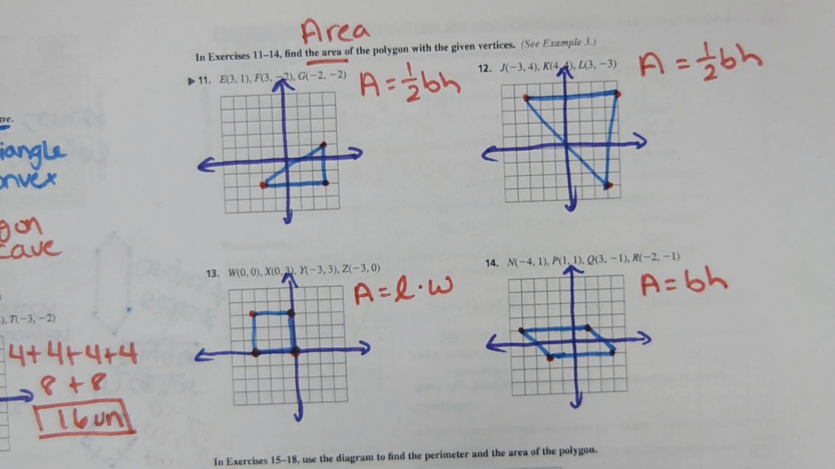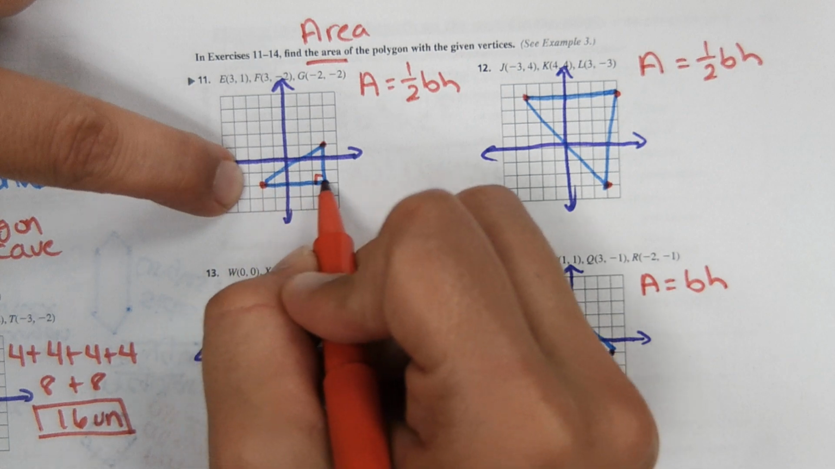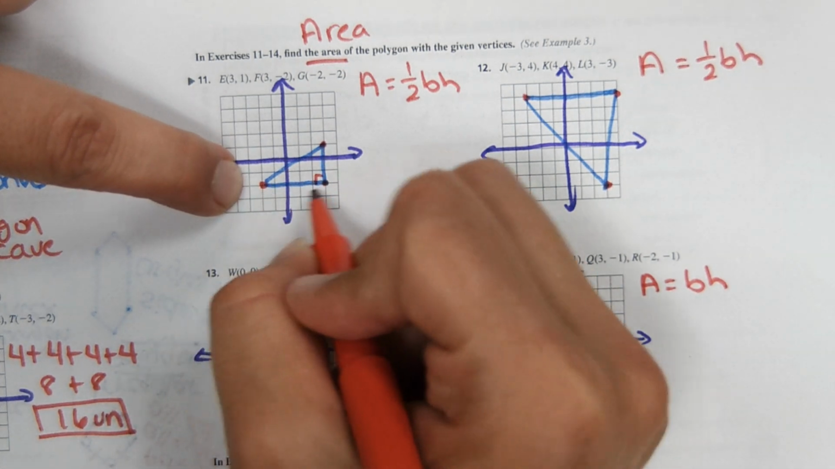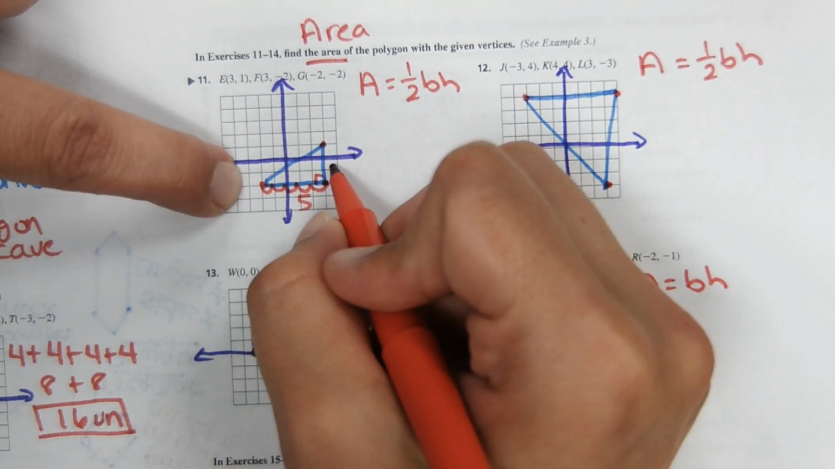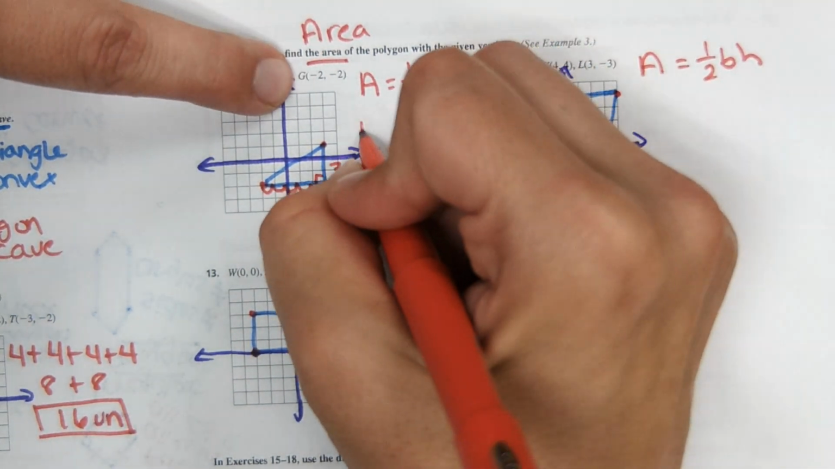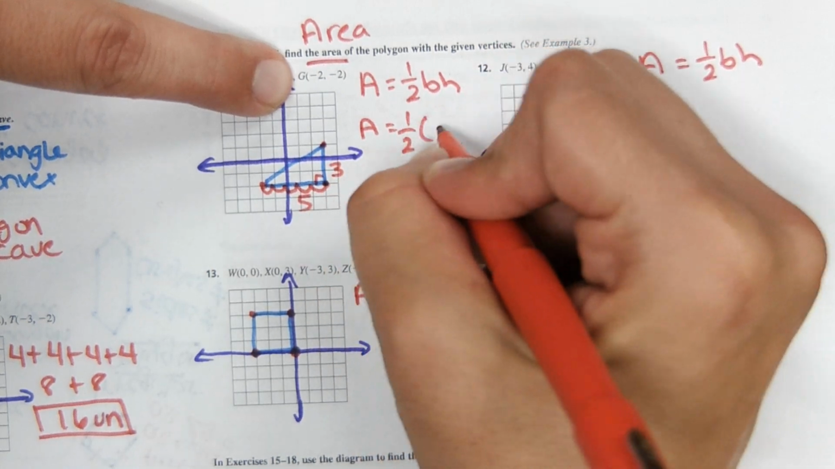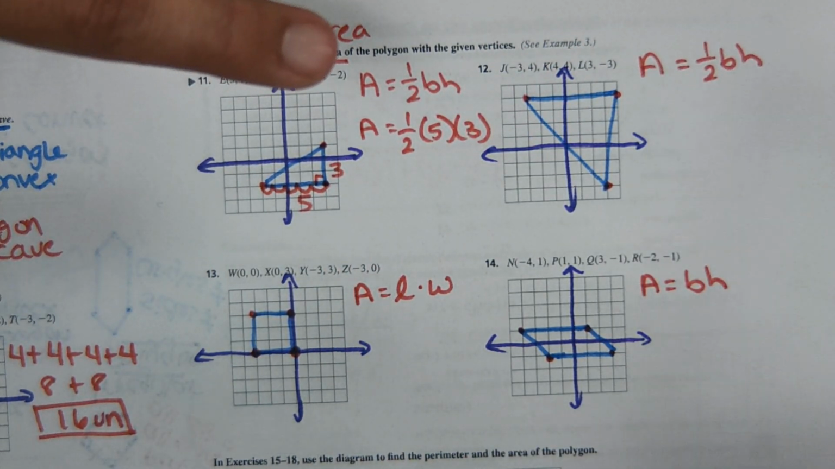Okay, so for this triangle, because it's a right triangle, this is our base and this is our height. So the base here is 1, 2, 3, 4, 5 units, and it looks like the height is 3. So I'm just going to plug that into the equation. And then I will solve.